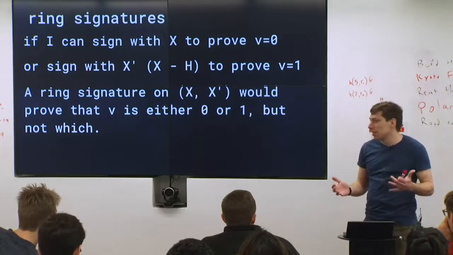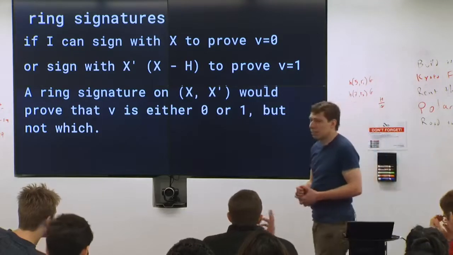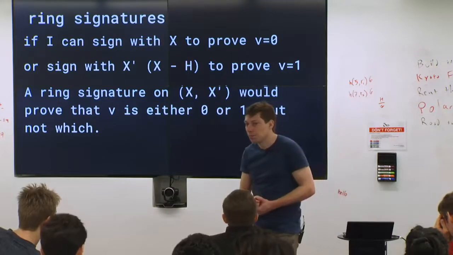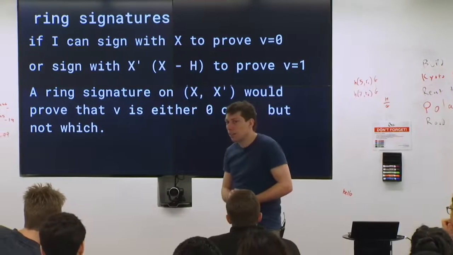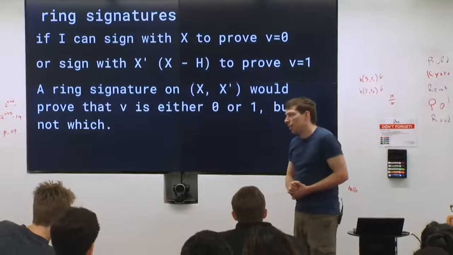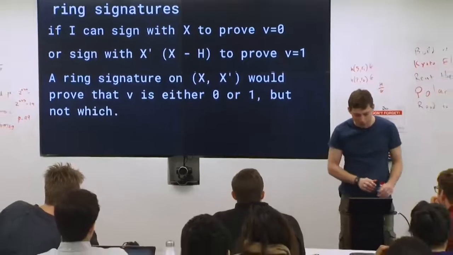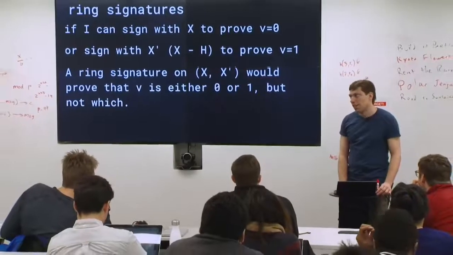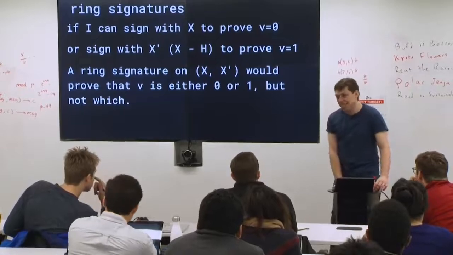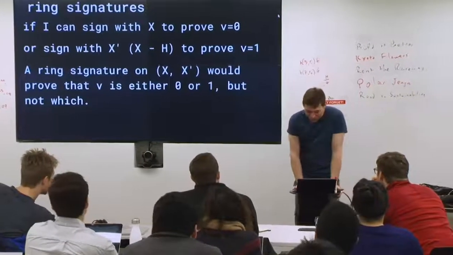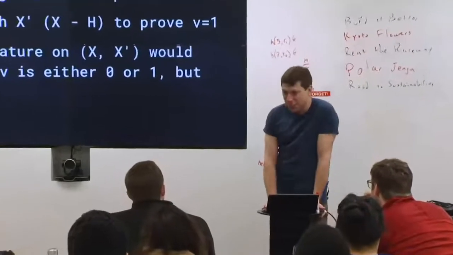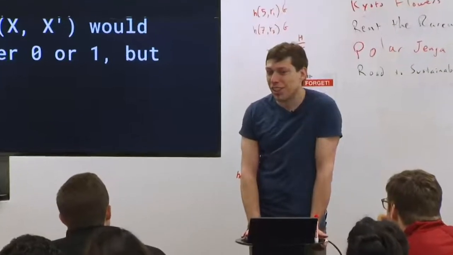So does this make sense? Questions on this? Yes? What does the verify look like? Like, how does it verify that? Oh, well, the original scheme, it's kind of complicated. The one used in confidential transactions is Borromean ring signatures.